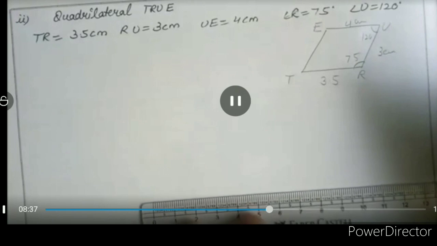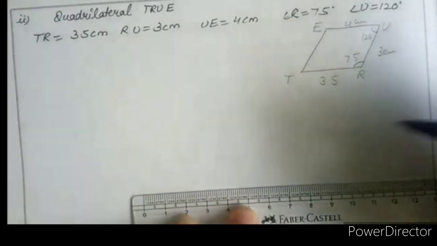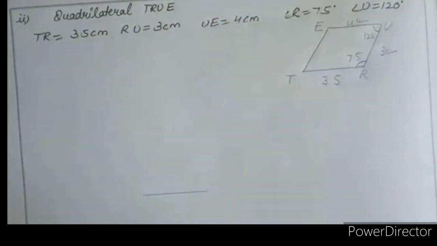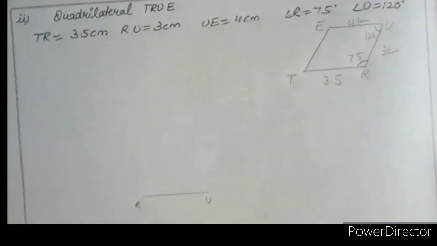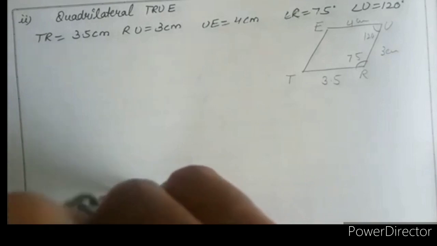First step, we are going to draw a line RU because it is having 2 angles. So RU we are taking as baseline segment. Draw RU for 3.5 centimeter radius. First question also you can try like this only. Okay. At R, construct 75 degree.